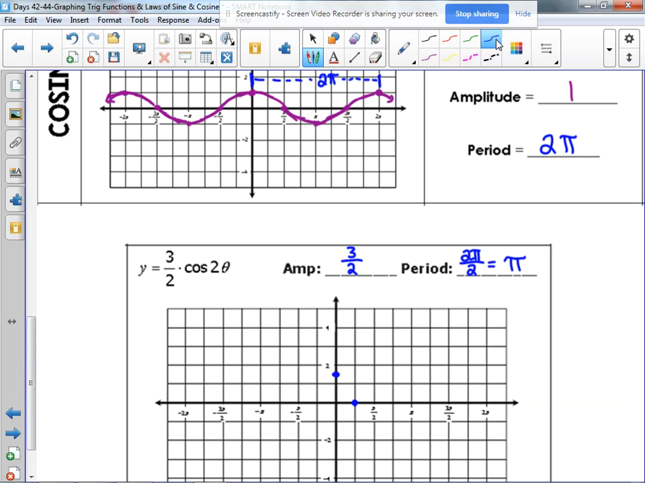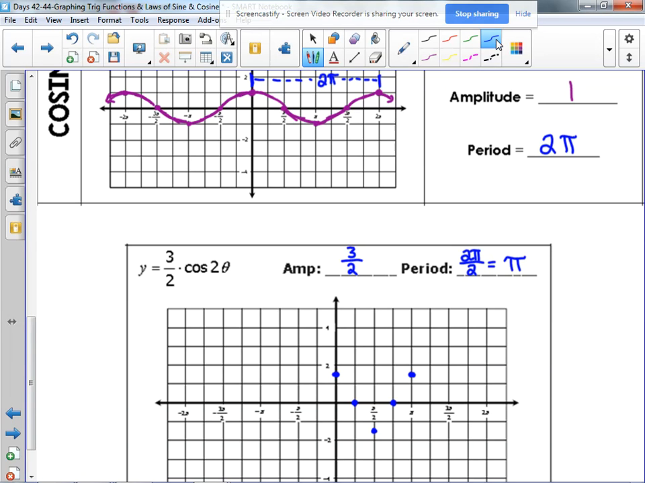Then we have a minimum at pi, so we divide that by 2, so that's going to put us at pi/2. But our minimum is not at -1. Our amplitude is 3/2, so it's -3/2, -1.5. Then we cross at 3 pi/2, divide that by 2, that's 3 pi/4. So that's that point right there. Then we hit our max at 2 pi, so divide that by 2, that's going to be pi, and our maximum is now 1.5.